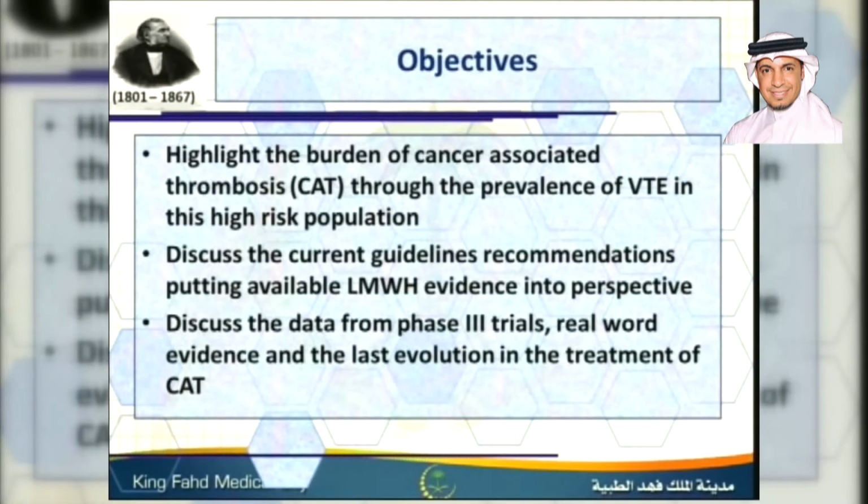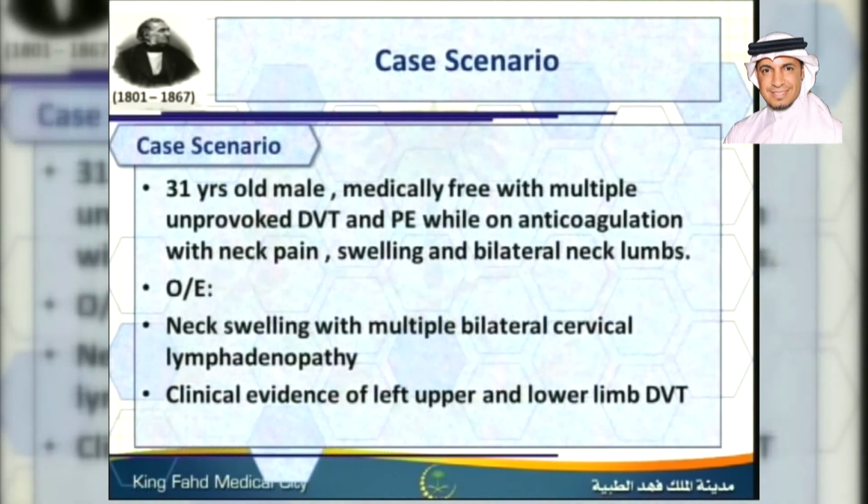So I will start by highlighting my objectives. I will highlight the burden of cancer-associated thrombosis through the prevalence of VTE in this high-risk population and discuss current guidelines, recommendations, putting available low molecular weight heparin evidence into perspective, and discuss the data from phase 3 trials, real-world evidence, and the latest evolution in the treatment of cancer-associated thrombosis with NOAC or DOAC, because this is the most rapidly evolving field in thrombosis, cancer-associated thrombosis.